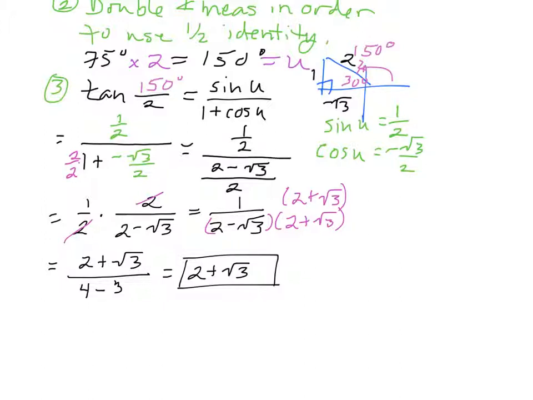Okay, and you can check this by taking your calculator and taking 2 plus the square root of 3 and finding its decimal equivalency, and then taking the tangent of 75 degrees and looking at its decimal equivalency. Of course, making sure that your calculator's mode is in degrees. They should be identical, and they will be. And so that's how you can check your answer to see if you're right.